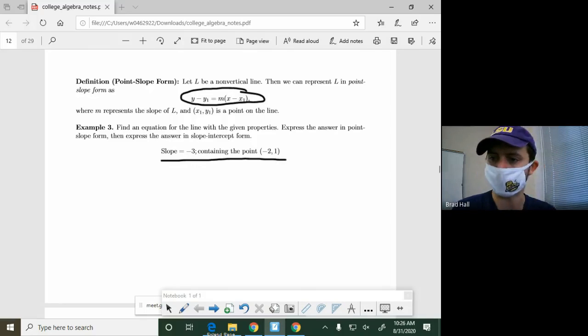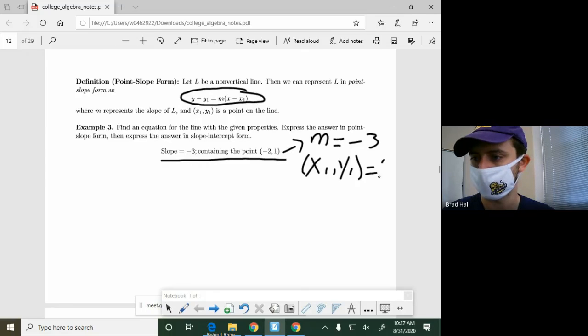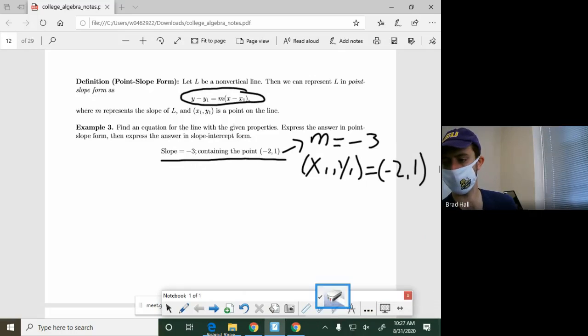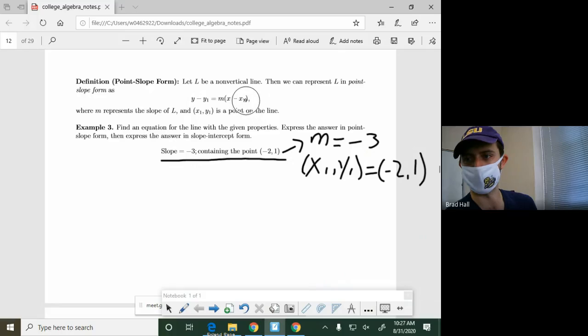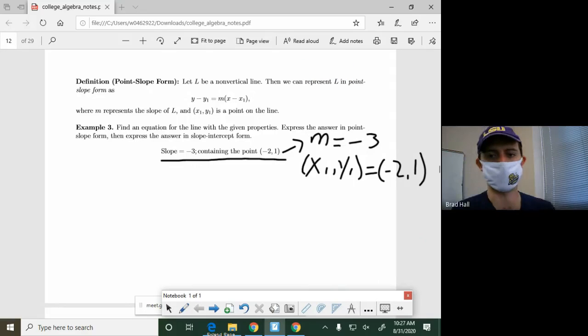So what this information tells us, they give us that the slope is -3, and the point, in other words, the x1 and the y1 from the above formula. Notice there's an x1 here and a y1 there. That's where the x1 and y1 come from. It comes from the point. So we just plug in everything.